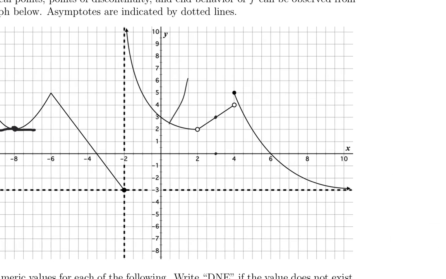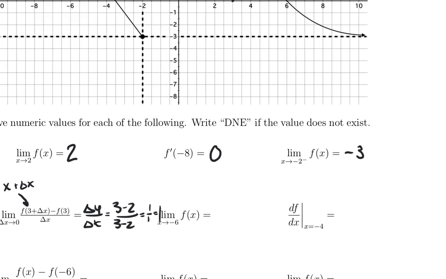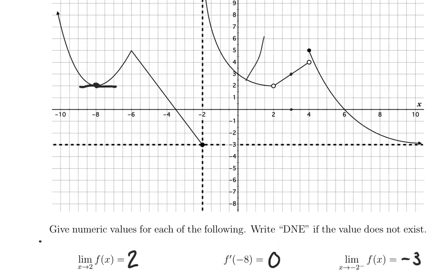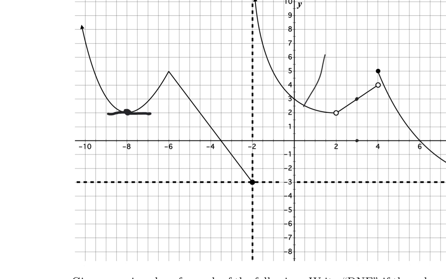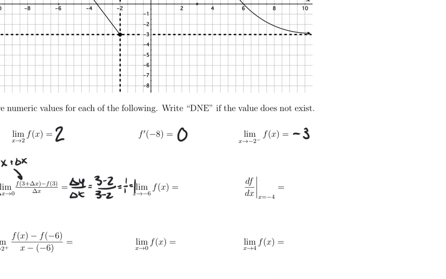All right, next part. The limit as x approaches -6. So I am going to go to -6. It is right here. So -6 is right here at the peak. I can go from the left side, it goes all the way up to 5. And go to the right side, it goes up to 5. So I can confidently say that this is equal to 5.